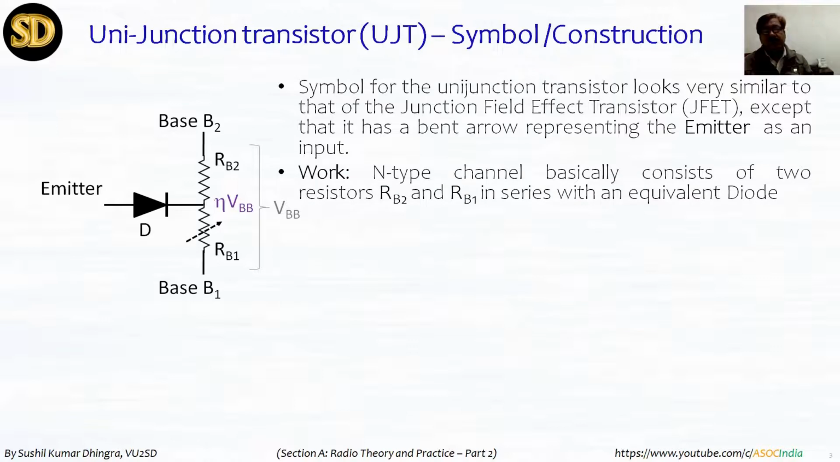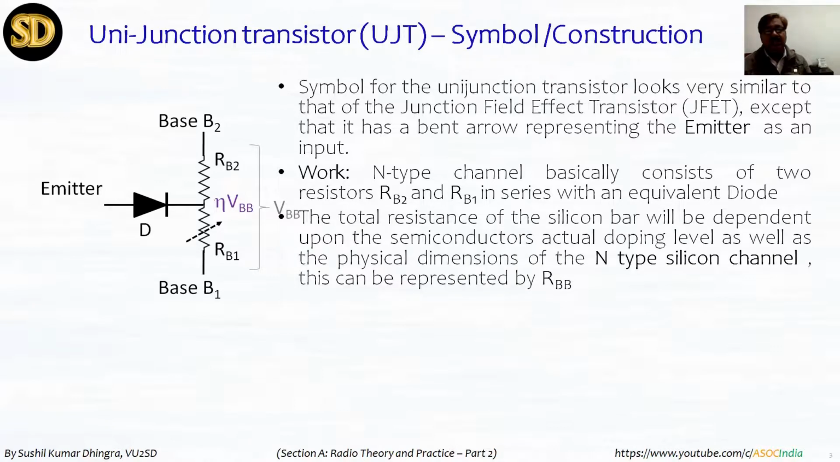So you see it from another point of view, of course I am writing also for you so that you can understand it. N-type channel, remember it is N-type. Later I am going to question on this also, so get ready for question and answer as an MCQ also. So this channel basically consists of 2 resistors, RB2 and RB1, in series with the equivalent diode D, shown as an input at the emitter.